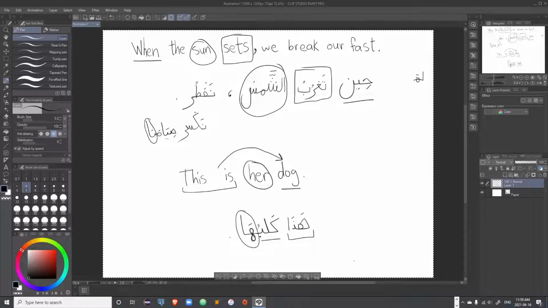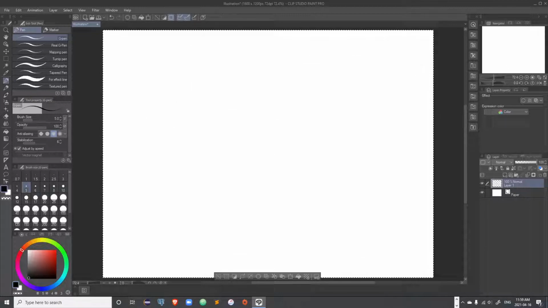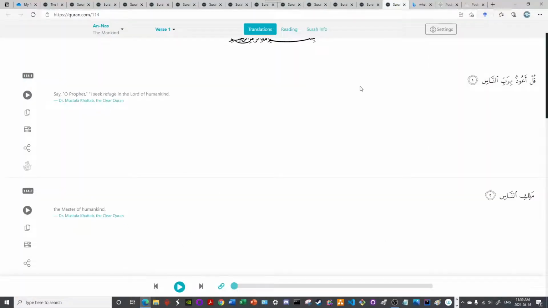Okay, now we will cover different exercises. So I will be using the browser here instead of Clip Studio, or Manga Studio as it was known before. So I have prepared a few verses from the Quran as practice.